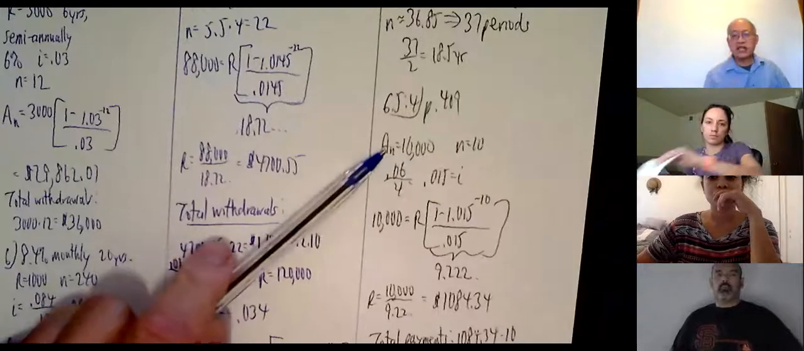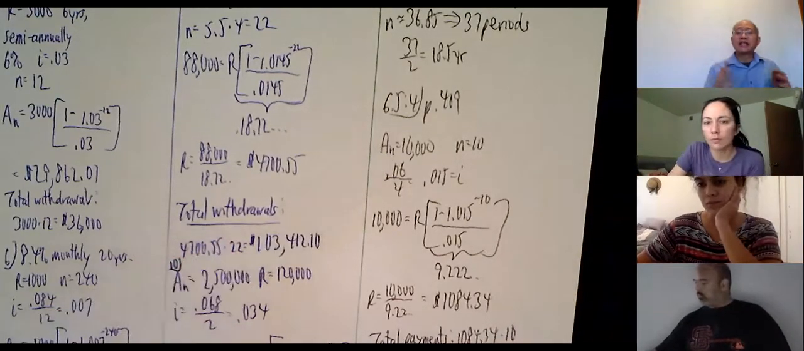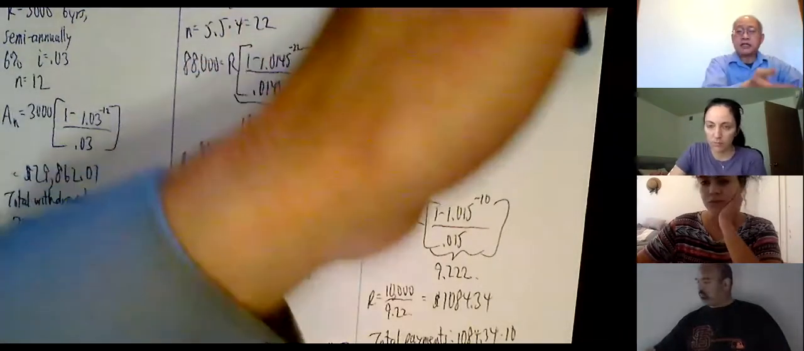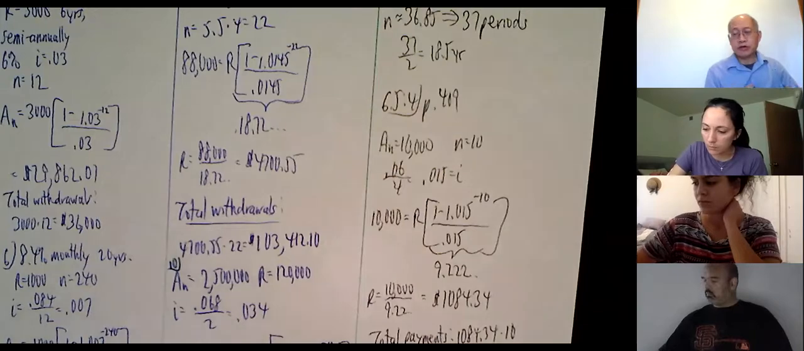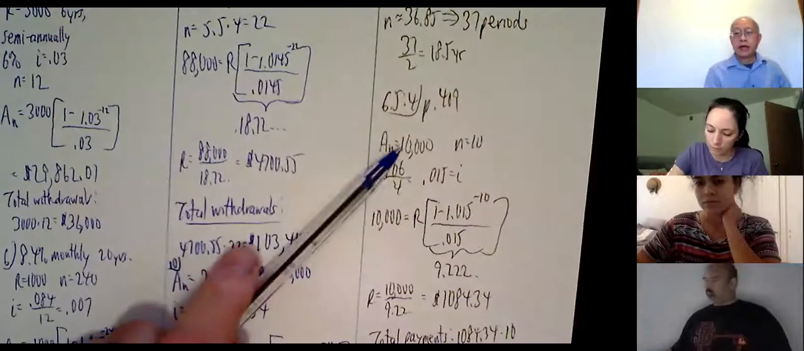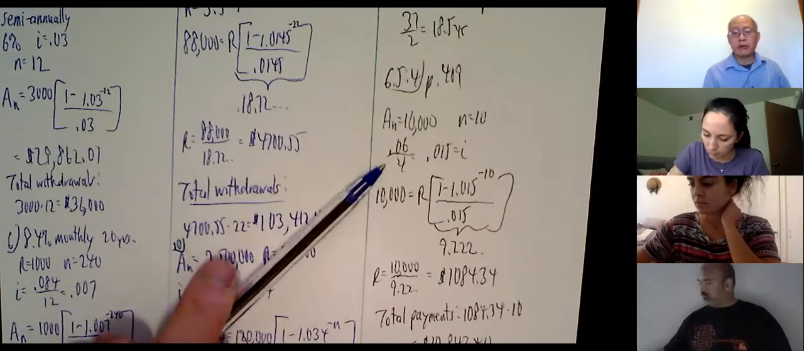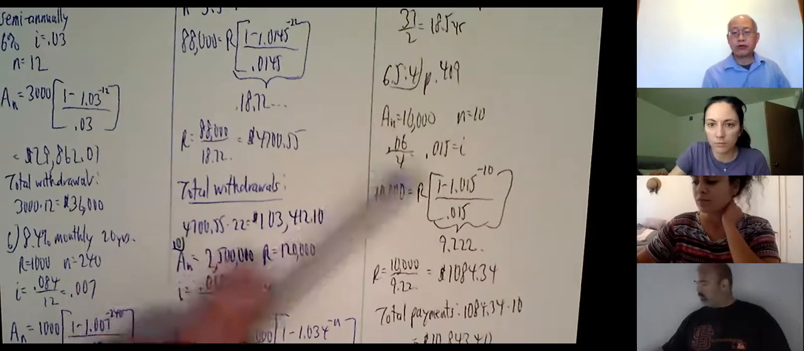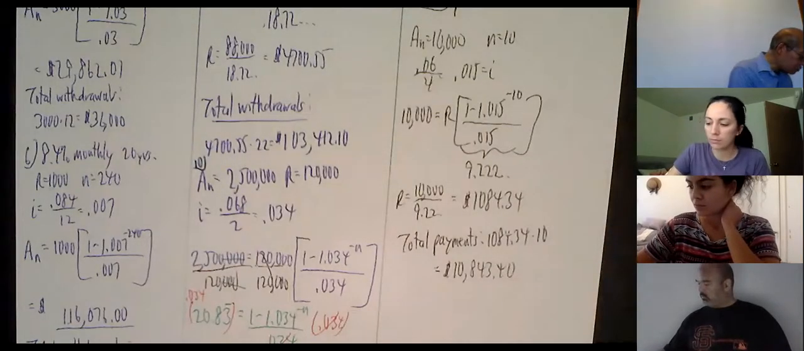So A sub n, the present value of the annuity, is $10,000. That's like the bank is giving you $10,000. It's investing $10,000, okay? And it's going to withdraw. It doesn't really withdraw. The withdrawals are when you make the payment. When you make the payment, that's like the bank is making withdrawals. And there's going to be 10 payments. 6% compounded quarterly means that divided by 4. That's all the same. So 0.06 divided by 4, 0.015. Okay, that's a little i. And I use the same formula.